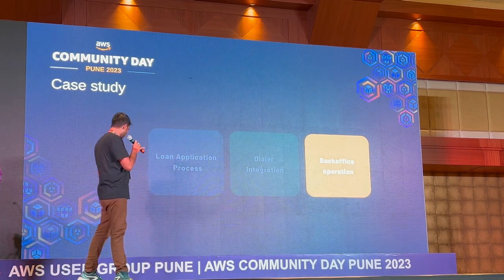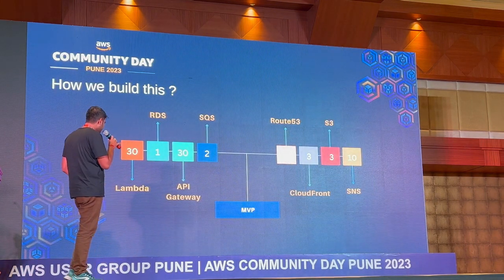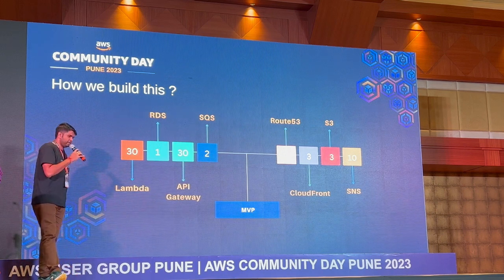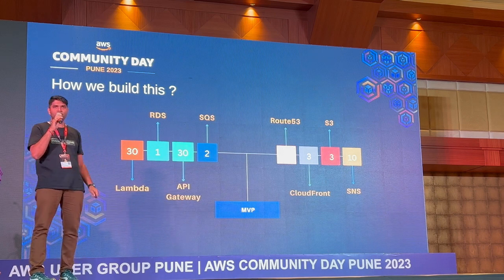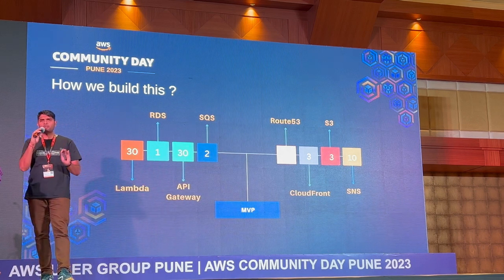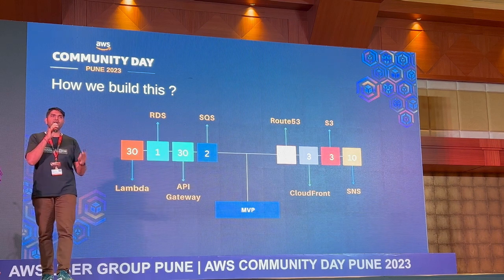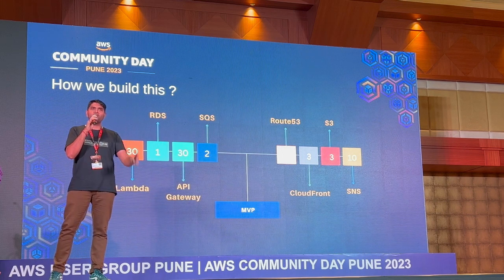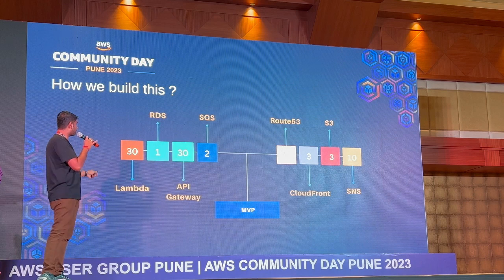Now we'll talk about the facts of this case study. When we launched the MVP, almost 30 Lambdas were there. Only 30 Lambdas. It later reached 600 Lambdas. But as I said, we have divided the Lambdas: if one Lambda is getting multiple loads, divide it and make it twice the Lambdas. Likewise we are doing. So 30 Lambdas were there.